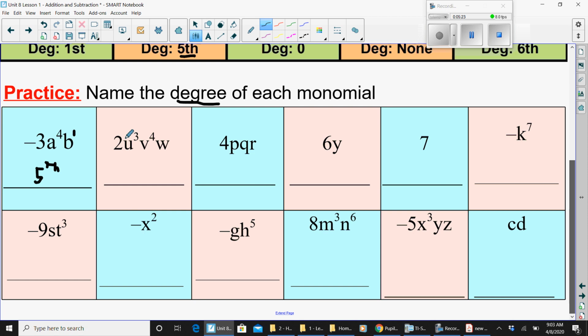Right? And the second one, again, we're only talking about the exponents of the variables. So I'm just going to put a 1 here just to remind myself. And then you have 3 plus 4 plus 1. So that's 8. Go ahead and see if you could finish the rest. Press pause now.